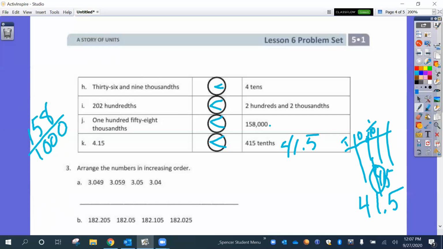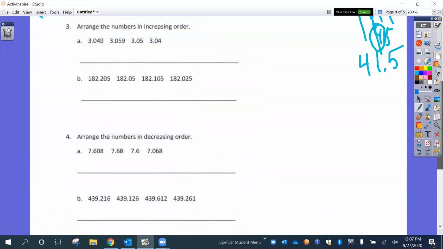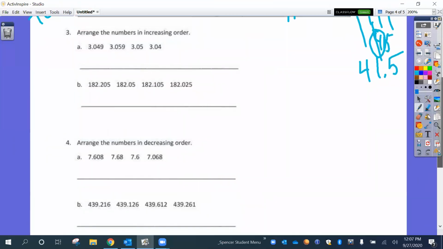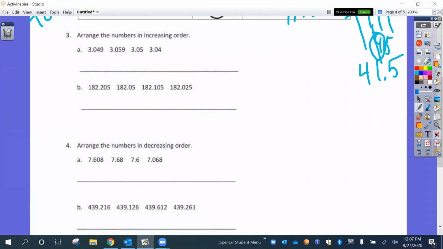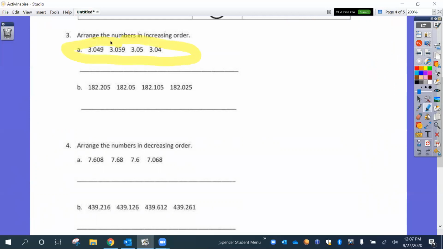All right, let's move down here to arrange these numbers, and then we'll move on to the exit ticket. Now this is really important. I like to just line these all up, and we're going to do one group of numbers at a time. It says arrange the numbers in increasing order. So if we're doing it in increasing order, that means we have to start with the smallest number. So let's just line them up over here on the right with the decimal.